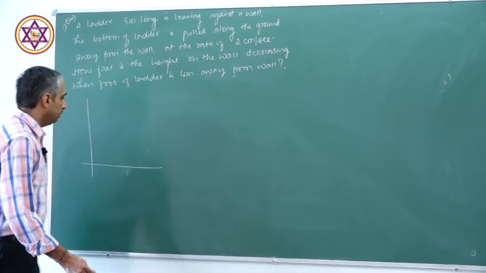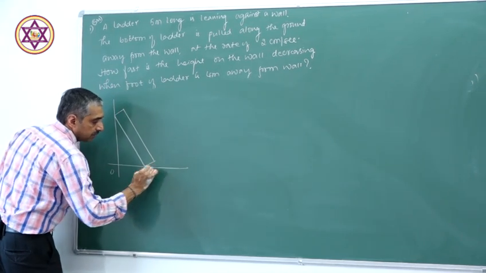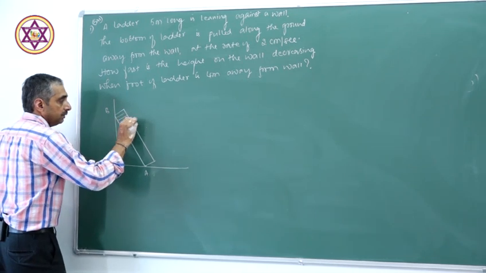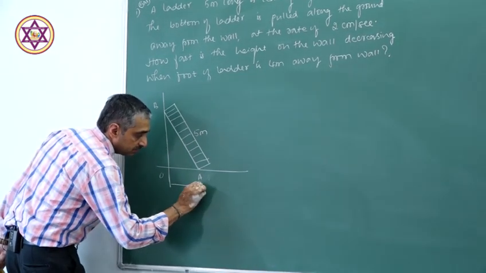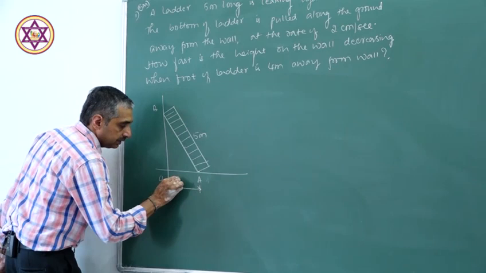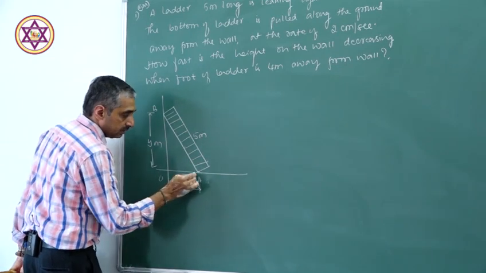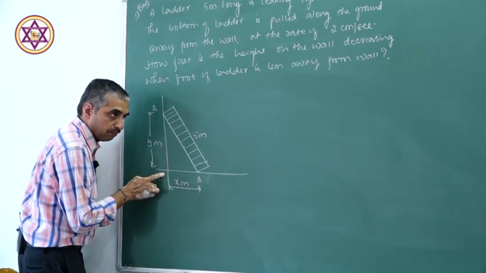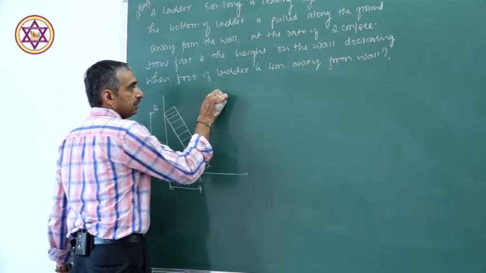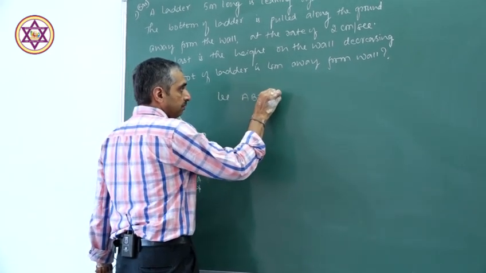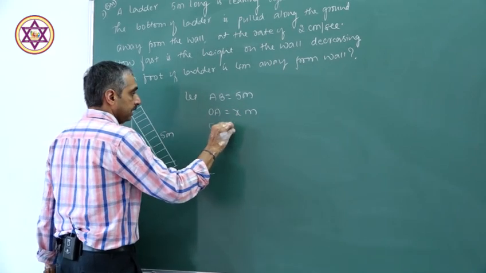Now origin, this is the ladder which is rested like this. The length of the ladder is given, AB is the length of the ladder. The length of the ladder is 5 meter. A is the lower end, B is the upper end. This is x meter and this is some y meter. So x meter is the distance of the ladder at the lower end from the wall, and OB is the distance of the ladder at the upper end from the floor, y meter. So let AB is equal to 5 meter, OA is equal to x meter and OB is equal to y meter.